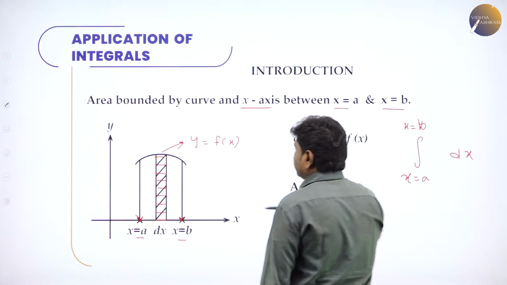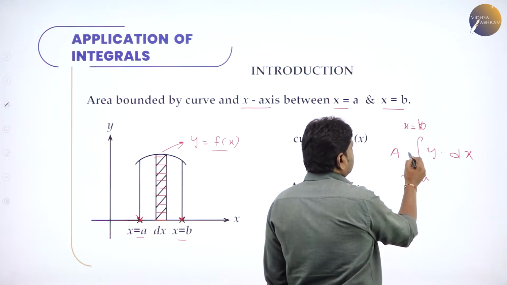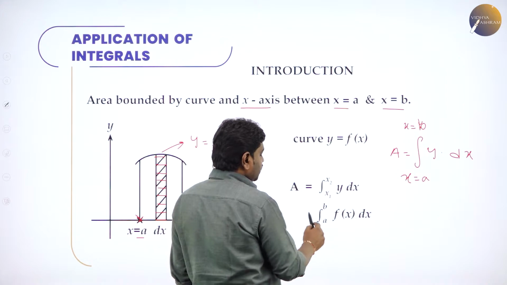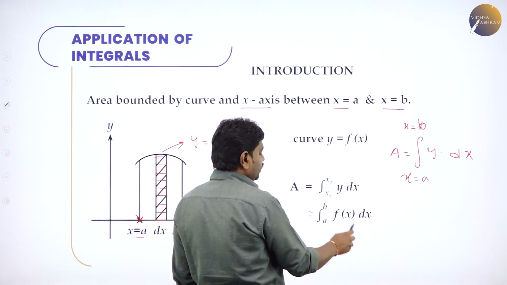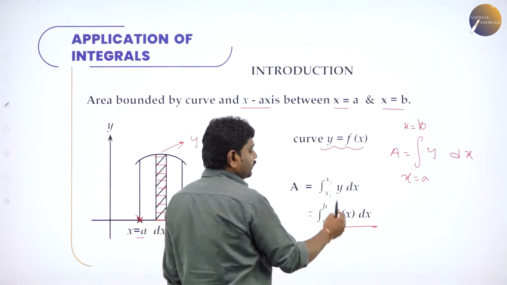Under the strip is under which curve? Curve is equal to y is equal to f of x. So, area under the curve and x-axis is integration of x1 to x2 y dx. Means integration of x value a to x value b. Y is what? Function of x. Where y is what? Function of x.